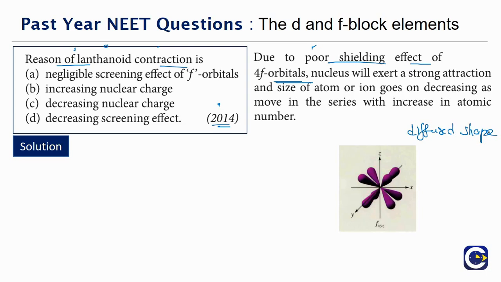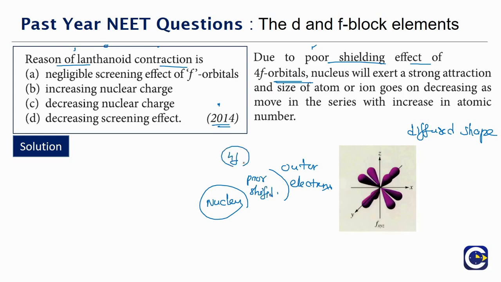As a result of the poor shielding effect, the outer electrons will come under stronger influence of the nucleus. We are filling electrons where? Into 4f, pre-penultimate, because we are in the 6th period. Lanthanoids come in the 6th period. Already 6s2 is there, and 5d1, we are filling electrons into 4f, meaning pre-penultimate. The electrons are filled into the pre-penultimate f subshell.